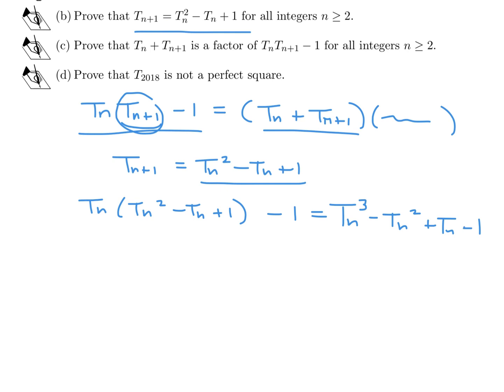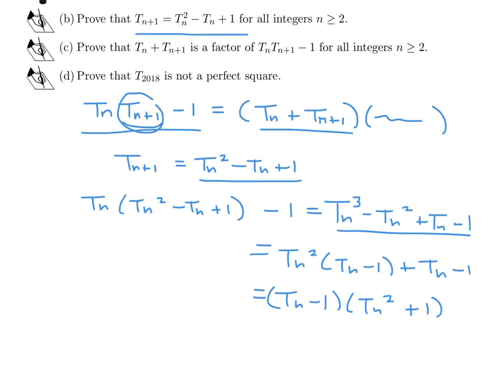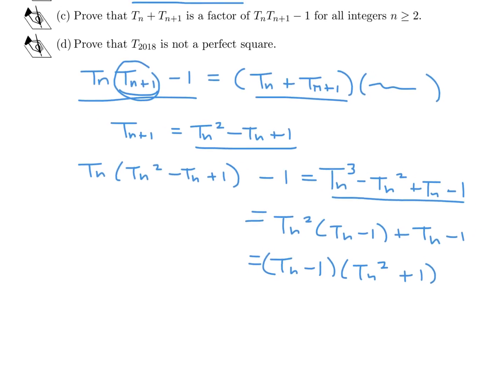Okay. And then I think we can factor here. We can take out a Tn squared, and that leaves Tn minus 1. And this is Tn minus 1. So then this factors very nicely into Tn minus 1 times Tn squared plus 1. Correct? Yeah. Okay. So where do I go from here? And let's just put the other part. This was Tn times T(n+1) minus 1. Let's see here.